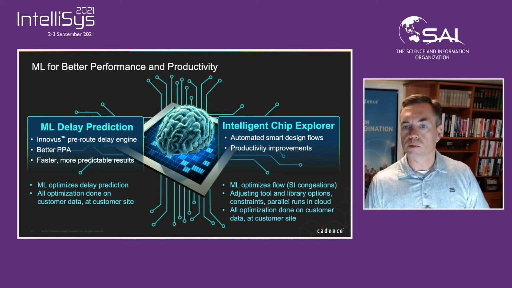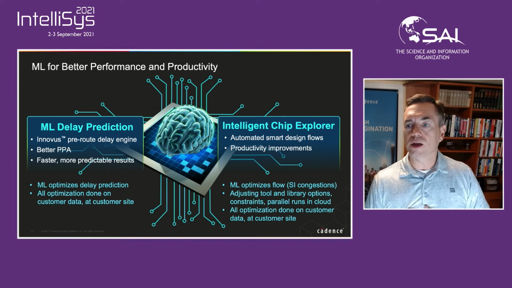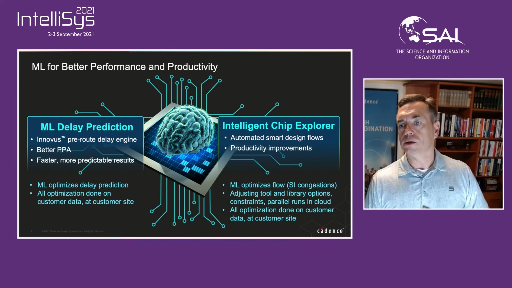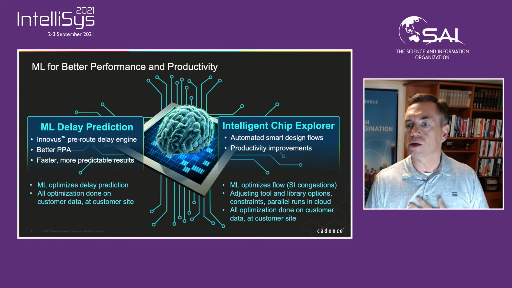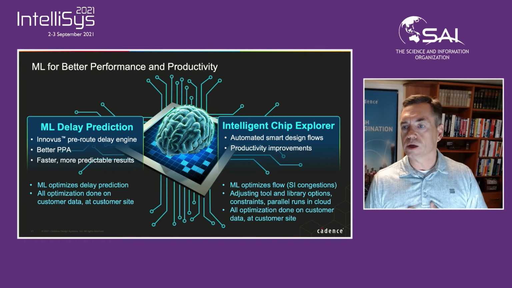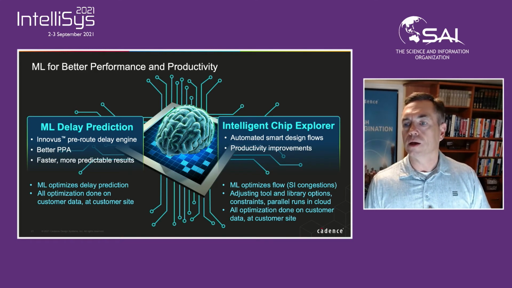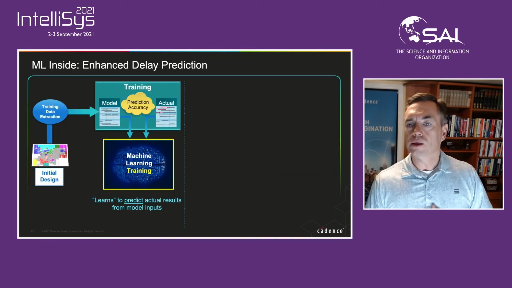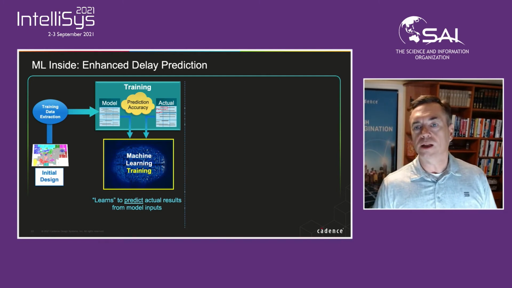There is the ML inside portion I mentioned earlier, which is dealing with the prediction of delays. And then we have just recently come out, and you have potentially seen things in the press over the last couple of months, with what we refer to as Intelligent Chip Explorer, which is the ML outside flow optimization of the implementation. So let's dive into some details of this today. The first one being ML inside.